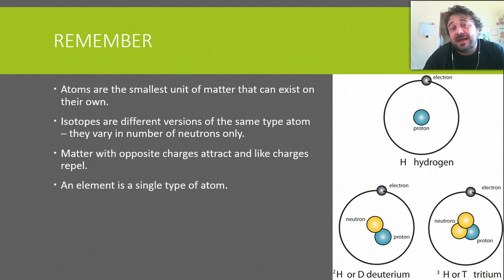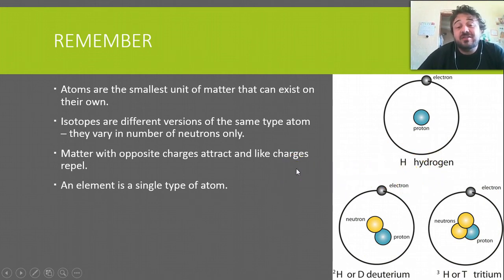So what defines an atom is the number of protons. So if we look over here, we've got proton, proton, proton, just one for each, and each one of these is a type of hydrogen atom. But we'll see that each one has a different number of neutrons. Still hydrogen, because it is the number of protons that defines an atom.